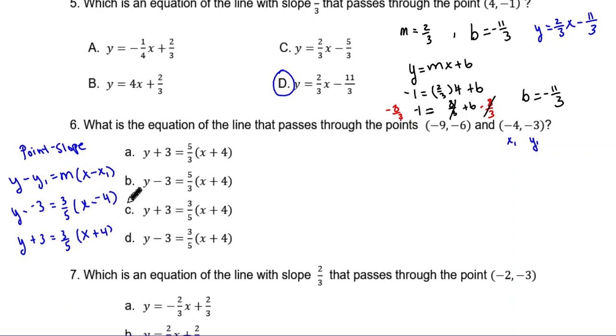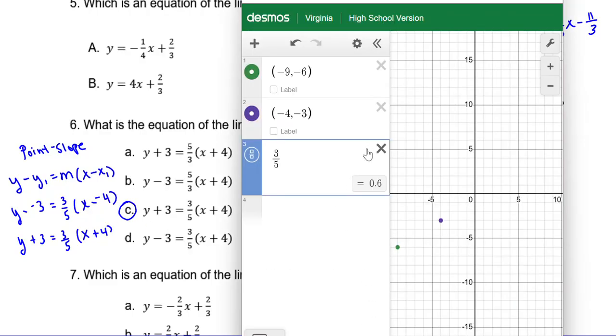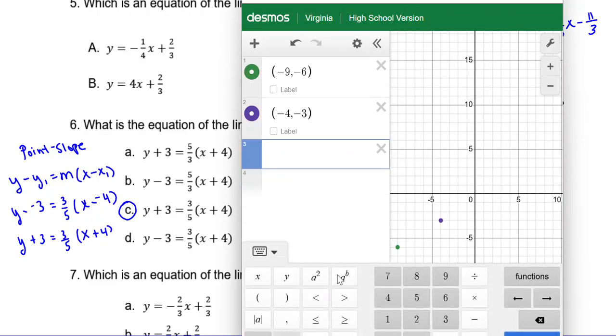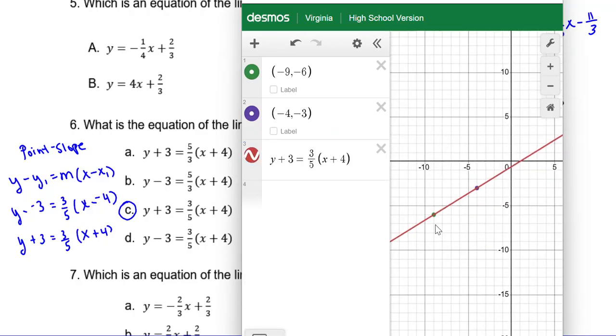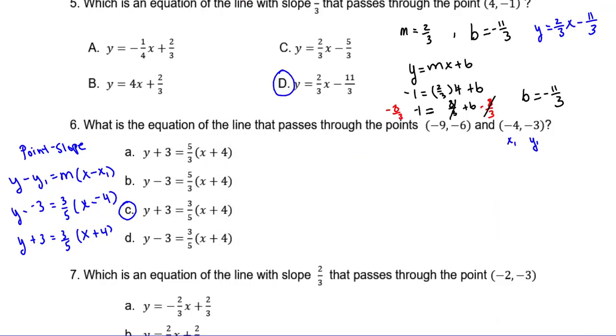And it looks like it is C. Let me confirm that using Desmos. So you have y plus 3 equals 3 over 5 times x plus 4. There you go. That works. It goes through the 2 points and it has the slope that I'm looking for. All right, number 7.